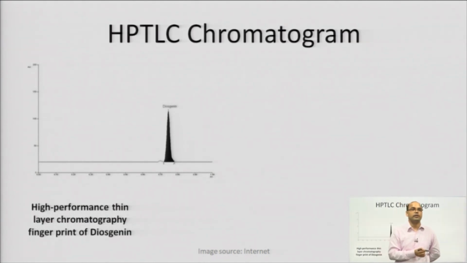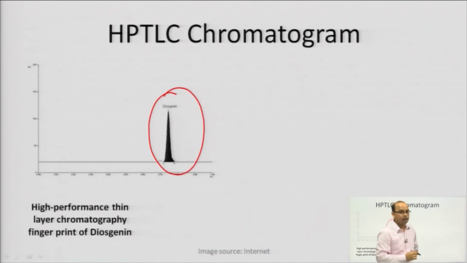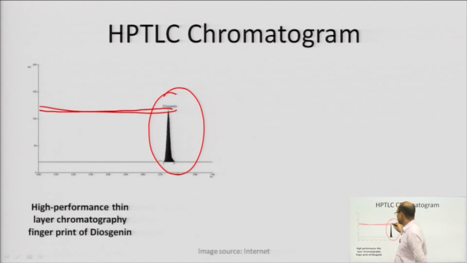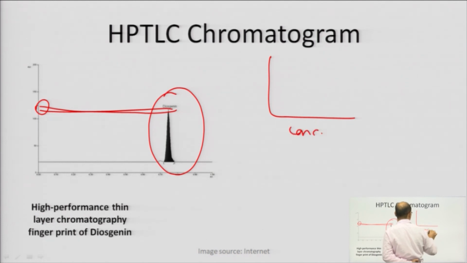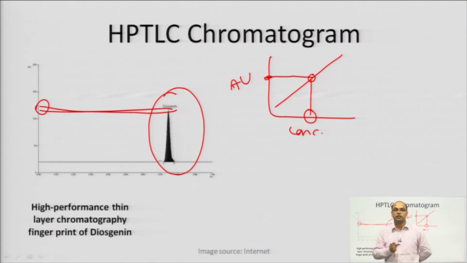This is the chromatogram we have obtained in HPTLC. It is the peak of Diosgenin in our sample. It shows the concentration on the basis of area under the curve. This area under the curve reading is to be mapped onto the calibration plot. Suppose this is a calibration plot, here is the concentration and here is the area under the curve. If you interpolate this onto the calibration plot, you get the concentration of your phytoconstituent in your drug sample. So, this is the HPTLC analysis of our phytoconstituent.